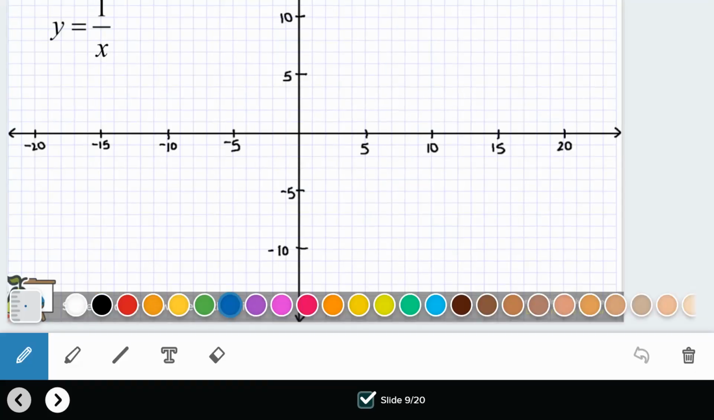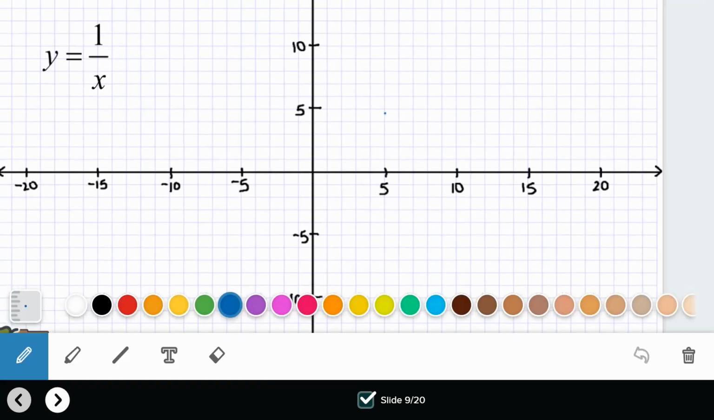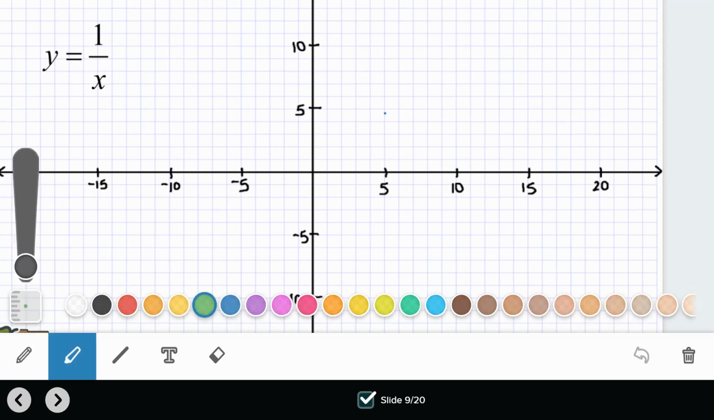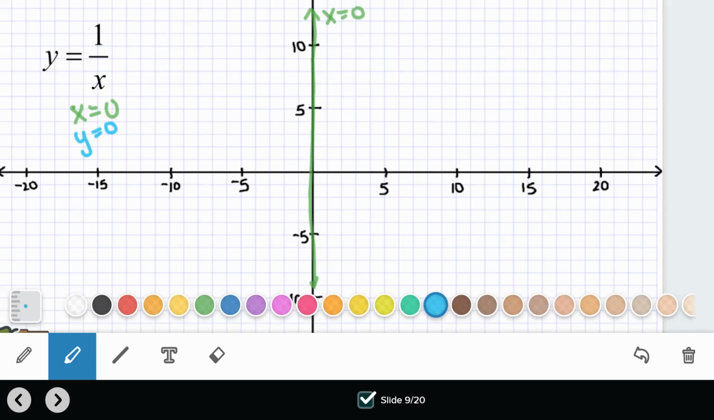Okay, next one is a reciprocal function. I'm going to use a highlighter here. I'm going to have 2 asymptotes. One of them is going to be at x equals 0. And that is going to be a vertical line right here, x equals 0. The other one is going to be y equals 0. That's going to be a horizontal line right here.